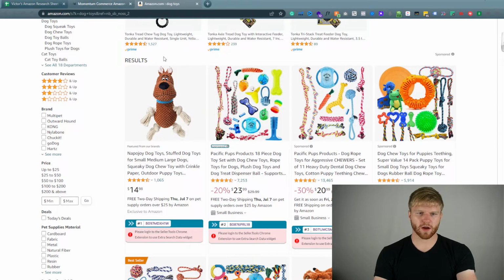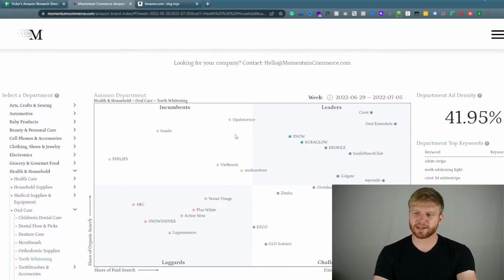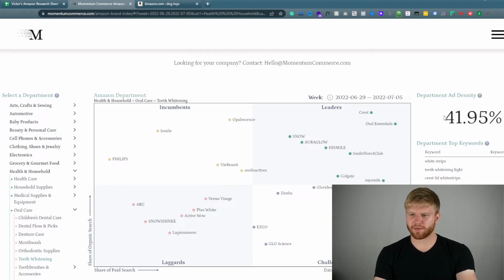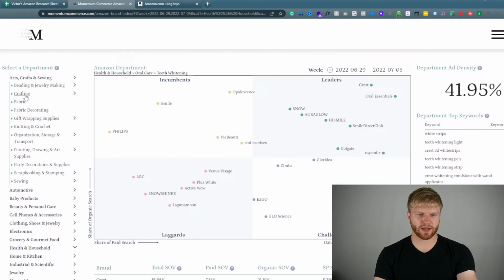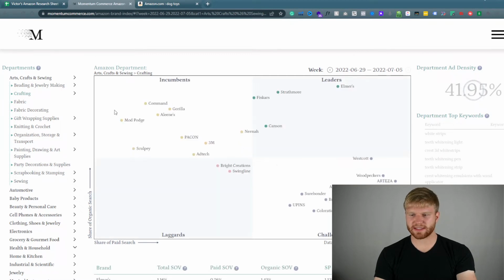And then from here, we're going to be able to see Momentum Commerce. This tool they provided is very, very cool. As you can see, this top right, this shows ad density. So this is very, very important. We'll be able to dive in, for example, into crafting in this case, and see how the ad density has changed. We'll be able to see the top potential people in the crafting space, the top brands in this, and how this has changed over time.